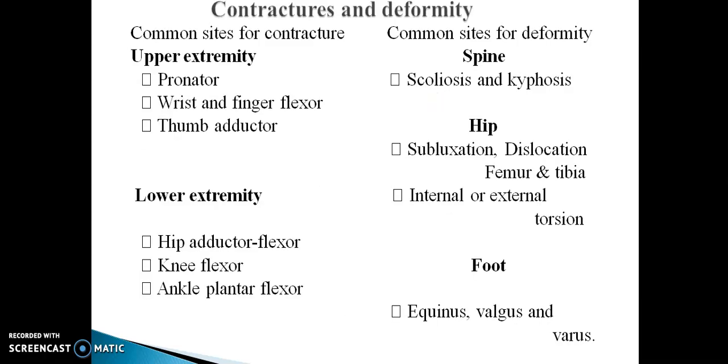If you look at deformity and contractures, we have this table on the left side. You can see common sites for contracture. Common sites for contracture in the upper extremity and lower extremity are given on one side, and then common sites of deformity are given on the other side. In the upper extremity, the pronator muscles can go for permanent shortening, called contracture, and the wrist and finger flexors commonly go for contracture.